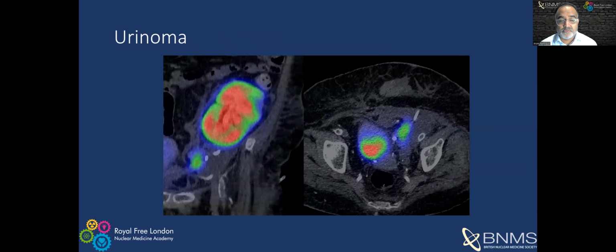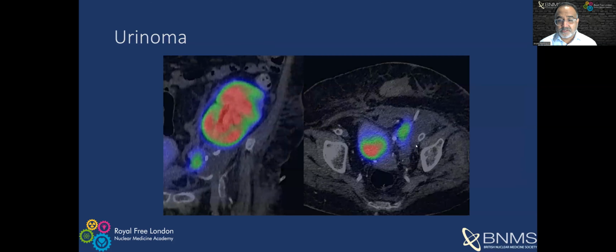This is a more straightforward example of a urinoma, where on delayed imaging, we can see activity around the distal ureter. So this is the bladder, and this is activity in a urinoma around the distal ureter.